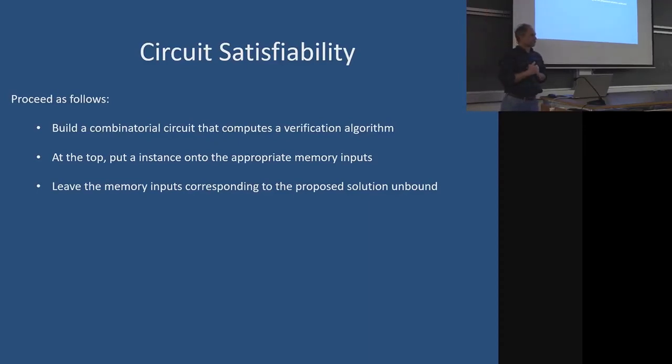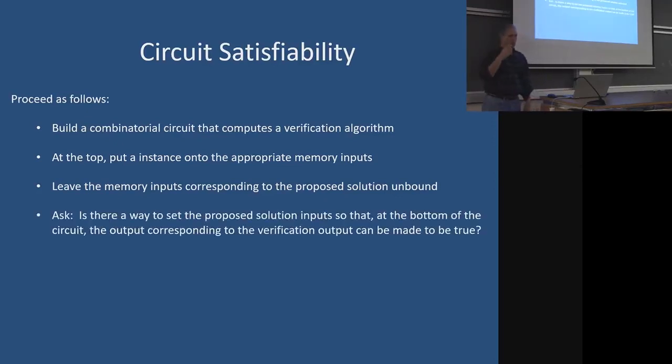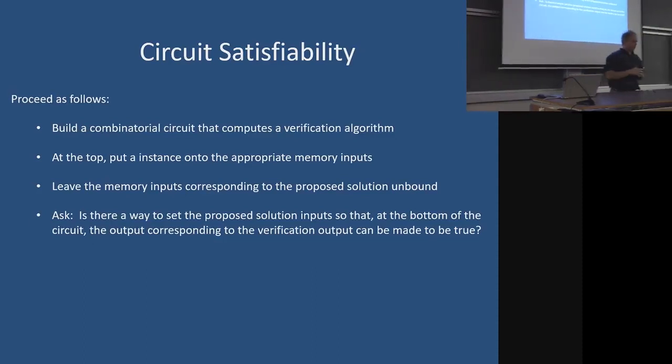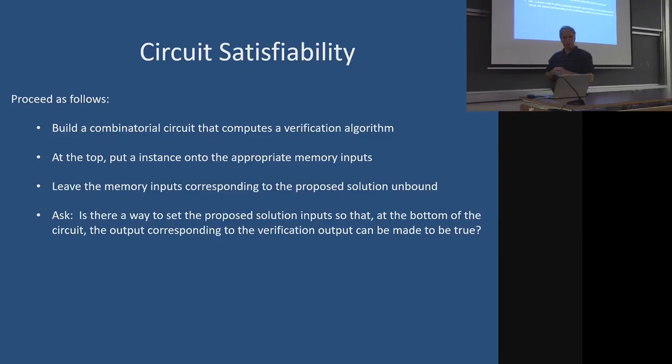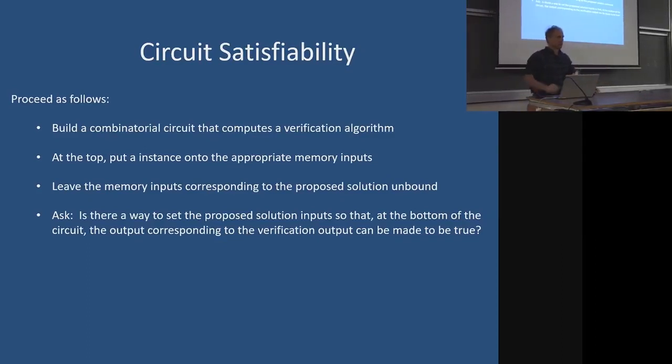Some of the wires at the top contain the proposed solution. If we set those as well, and then let the circuit settle down, there would be a bit coming out the bottom that said whether or not that proposed solution was correct. But what we're going to do is leave the bits corresponding to the proposed solution unbound. So now we have a combinatorial circuit with input at the top corresponding to the problem instance and an output at the bottom corresponding to the result of the algorithm. And the circuit satisfiability problem is just: given a circuit, is there a way to set the inputs so that a true will come out the bottom?